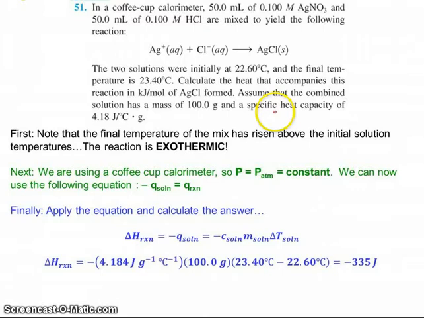So if we apply that, we take negative times the C for water, 4.184, times the mass of the solution, which was 100 grams, times the temperature change. All of the numbers here are positive, so my negative outside keeps this a negative reaction. And so that makes sense. We said it's exothermic. It should have a negative heat value for the reaction. And so it looks like this reaction is losing negative 335 joules.